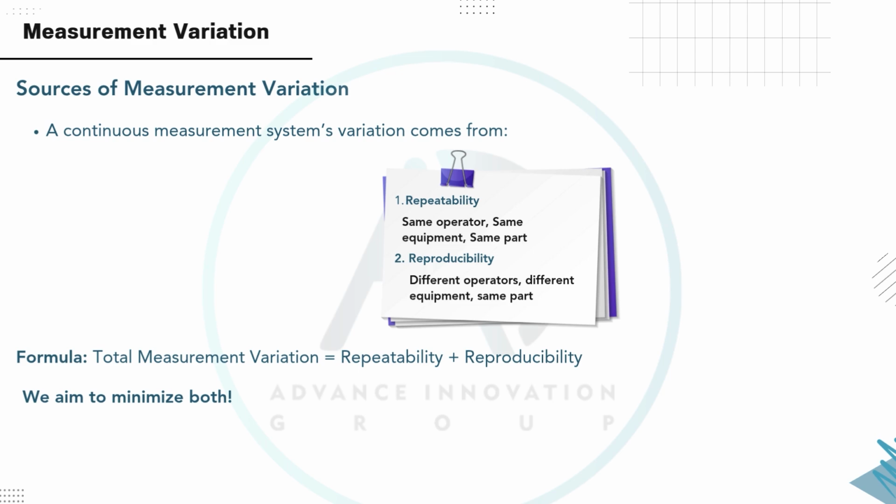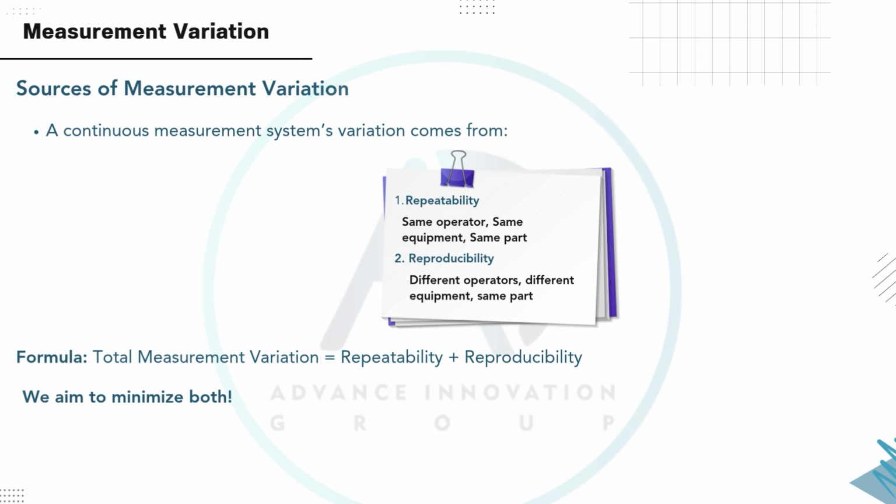Measurement variation refers to the variability that arises from the measurement process itself, rather than the actual process being measured. It's important to understand that even a stable process can appear unstable if the measurement system is not reliable. There are two primary sources of variation in a continuous measurement system. 1. Repeatability. This is the variation when the same operator uses the same equipment to measure the same part multiple times. In other words, it's the consistency of results under identical conditions.